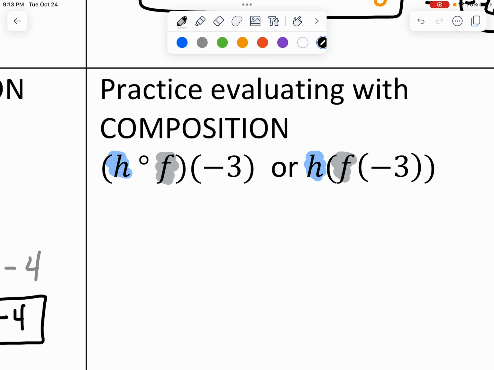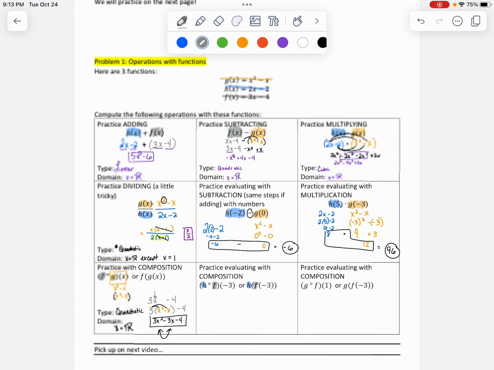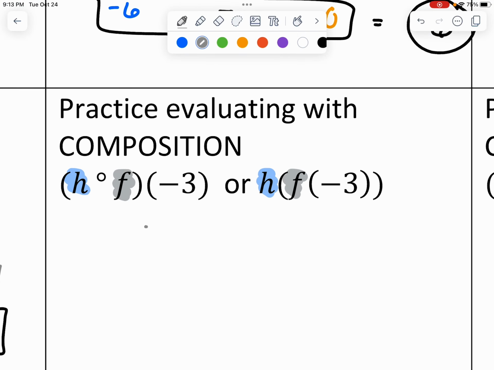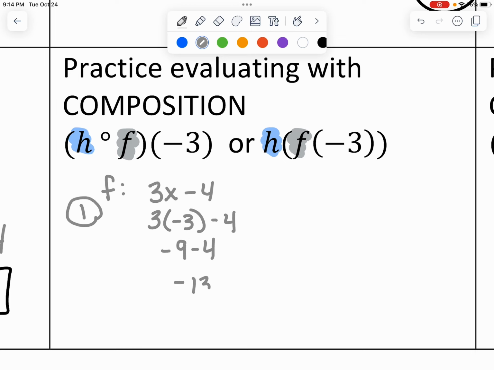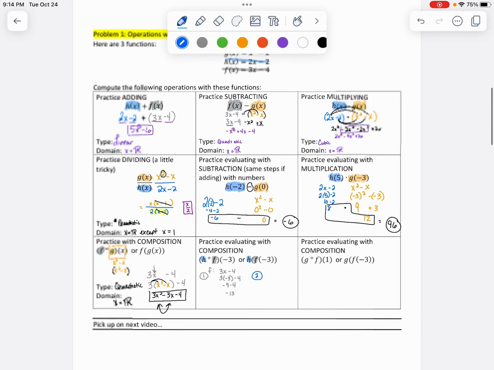Okay, ready? Start with the innermost. So start with the F equation, which was 3x minus 4. So we're starting with the F equation, and we're going to plug in -3 because that's what it says. So this is like step 1. So it's -9 minus 4. -13. Now step 2 is to take that answer and put it into the H equation, which was 2x minus 2.